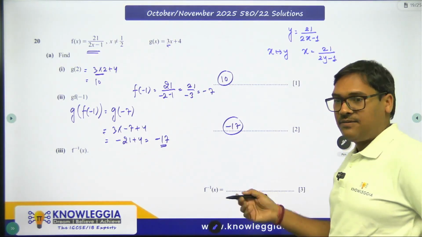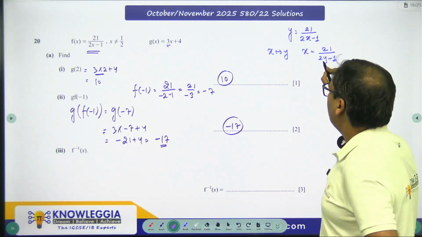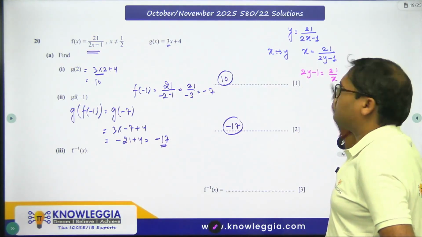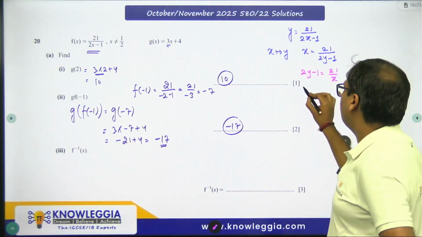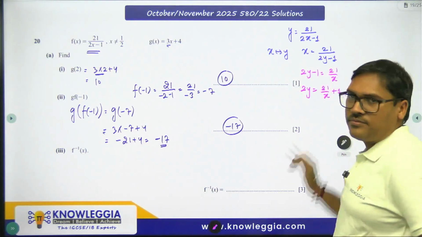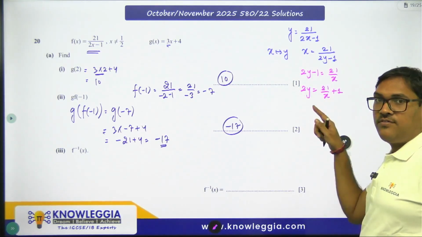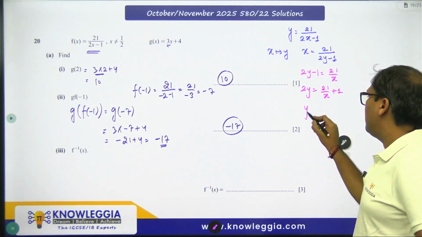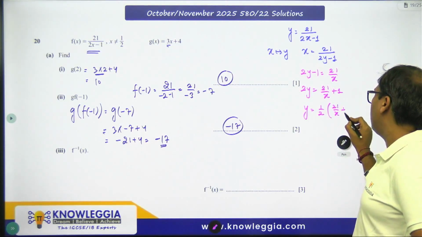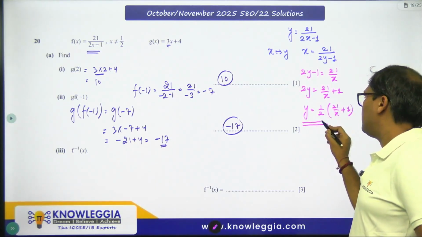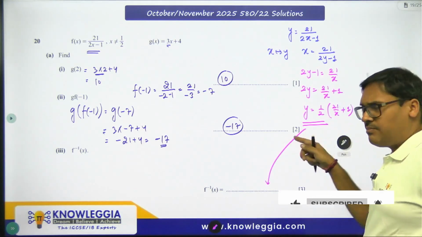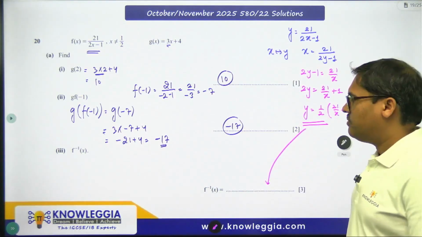Now, you have to make y the subject. How will you make y the subject? You will say 2y minus 1 is equal to 21 upon x. Rearranging the terms, now this is 2y is equal to 21 by x plus 1. Now, I will divide by 2 because I have to make y the subject. So, y is 1 by 2 times 21 by x plus 1. So, this is the answer for this f inverse function. Or you can just multiply also 0.5. That is also correct. Okay.